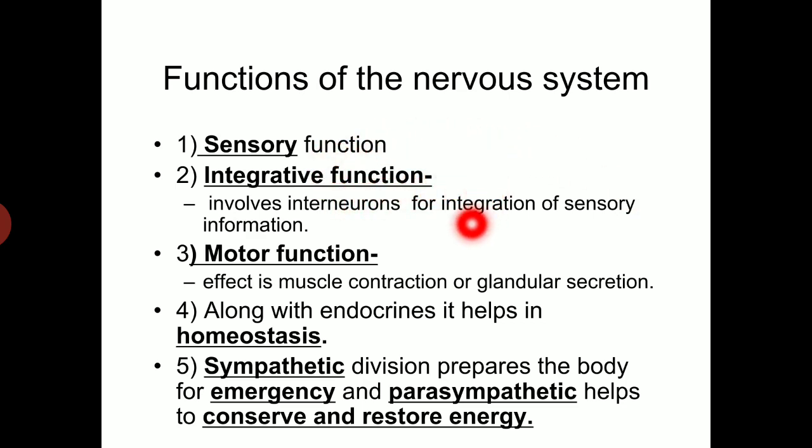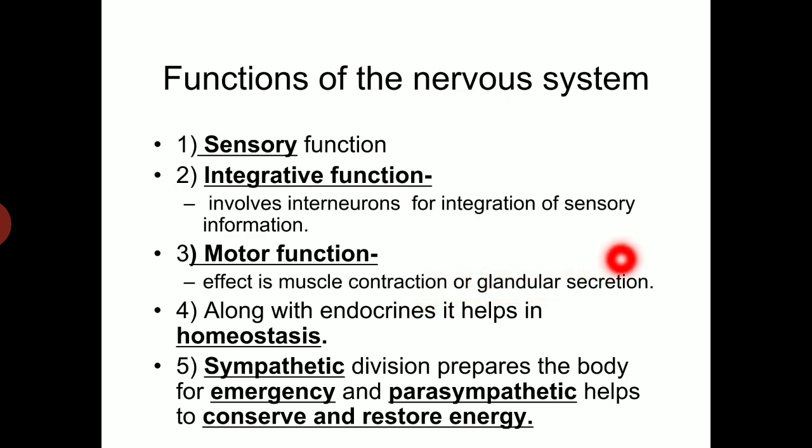Integrative function involves interneurons for integration of sensory information. Motor function: muscle contraction and secretion from the gland is known as a motor function. So coming from motor area of the cerebral cortex to the spinal cord first, and then to the effector organ like muscle and glands.